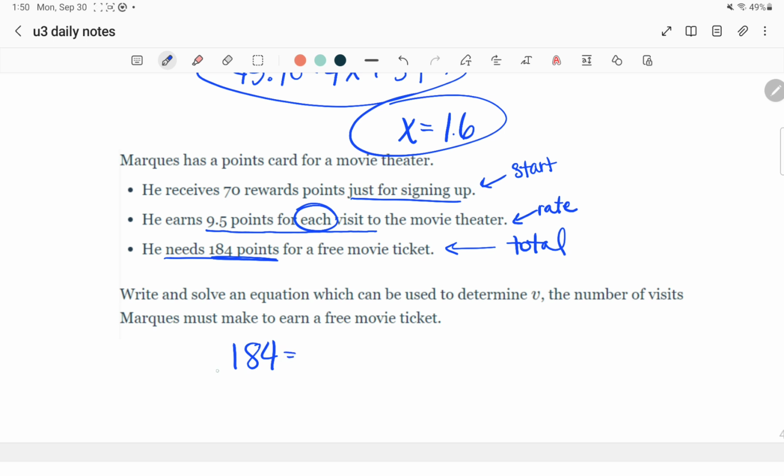So 184 equals 9.5. It wants us to use the letter V. Oop, not equals. Plus 70. And then I would solve for V. And I would get V equals 12.